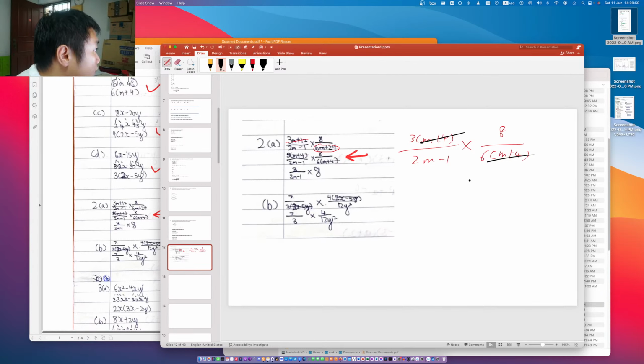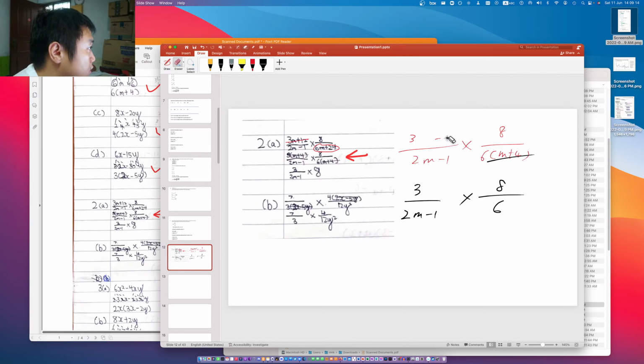Then what you see here after this? Is that all? So let's say you rewrite this one more time. What's the next step? You cancel the m plus 4. So you're left with this side. What's the next step? I think you can split the 8 into 2 times 4. Then you can split the 6 into 2 times 3, right? So what else can you do?